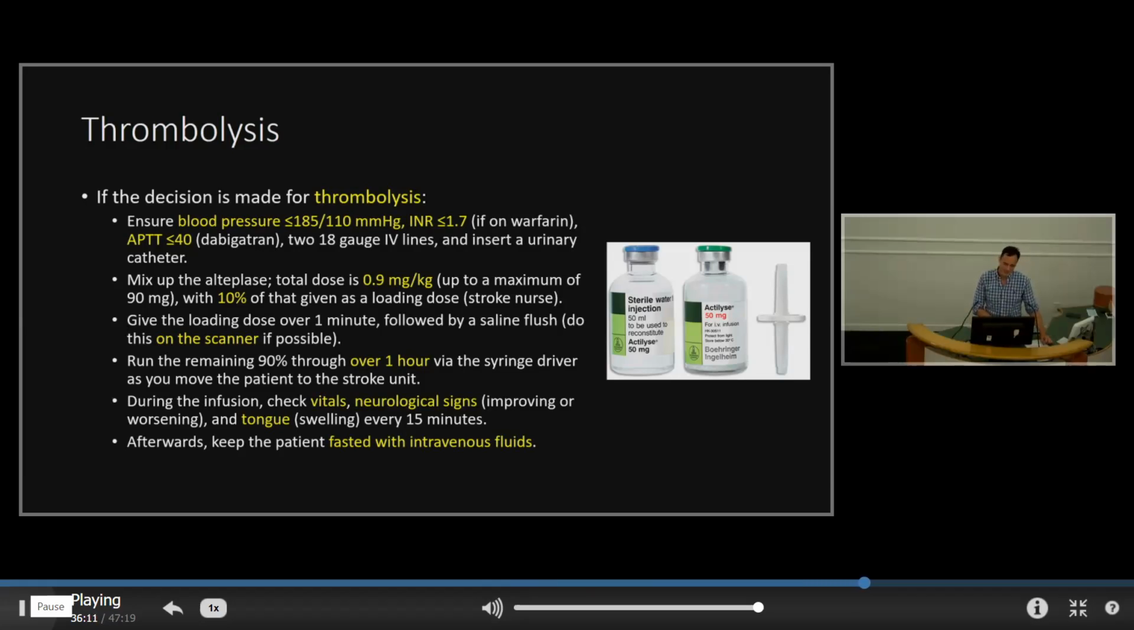And I check the tongue. I don't do this anymore, but when I was reg, I would always check the tongue. Tongue swelling can indicate impending anaphylaxis, and I've had 2 of those. They're easy to manage if you catch them early, but very, very problematic if you don't. And afterwards, just fast the patient for their speech path review with intravenous fluids and order a repeat 24-hour CT head for the next day.